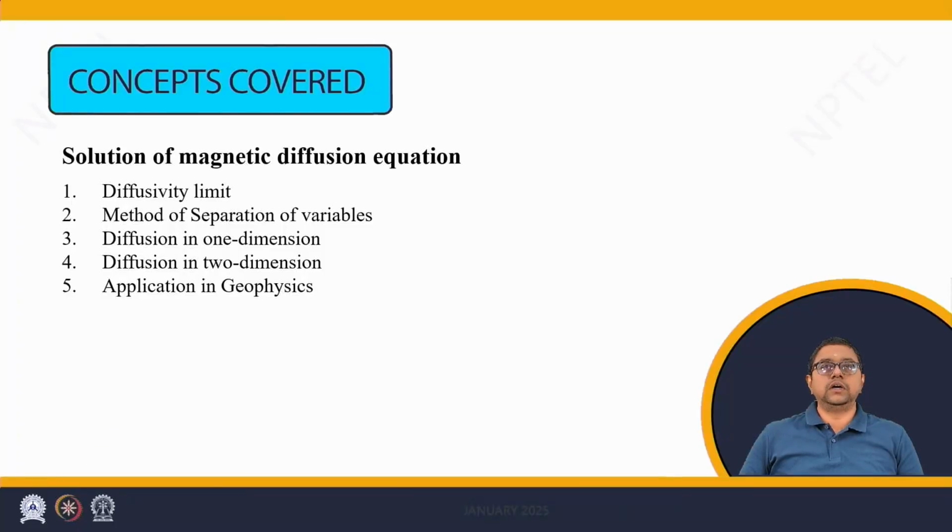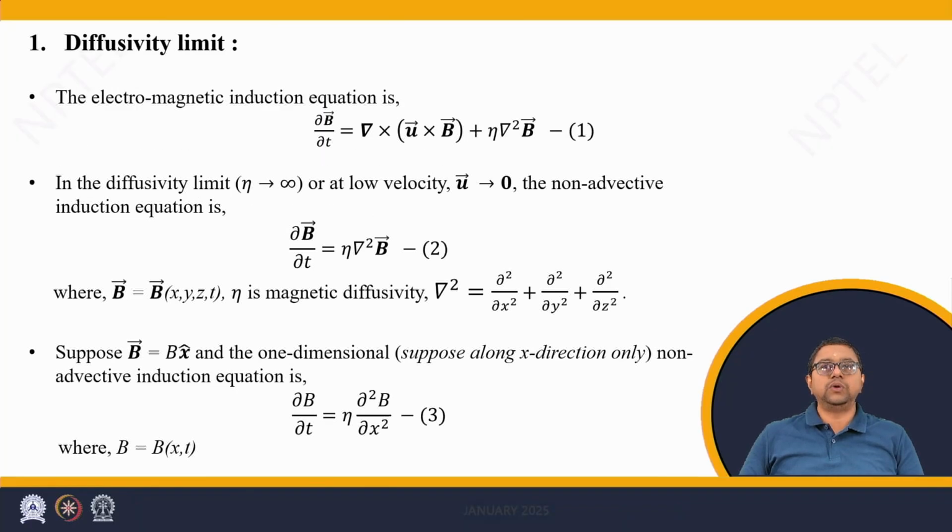In this lecture, the following concepts are covered: the solution of the magnetic diffusion equation. We have seen the derivation of the magnetic diffusion equation in the previous lecture. In this lecture, we will cover the following 5 components: diffusivity limit, method of separation of variables, diffusion in 1 and 2 dimensions, and further we will look into various applications in geophysical studies. So let us begin. The diffusivity limit.